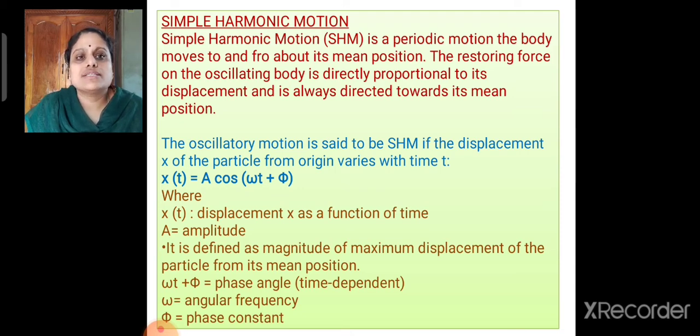Here x(t) is the displacement as a function of time. A is the amplitude, which is defined as the magnitude of maximum displacement from the mean position. Omega t plus phi is called the phase angle, where omega is the angular frequency and phi is the phase constant.